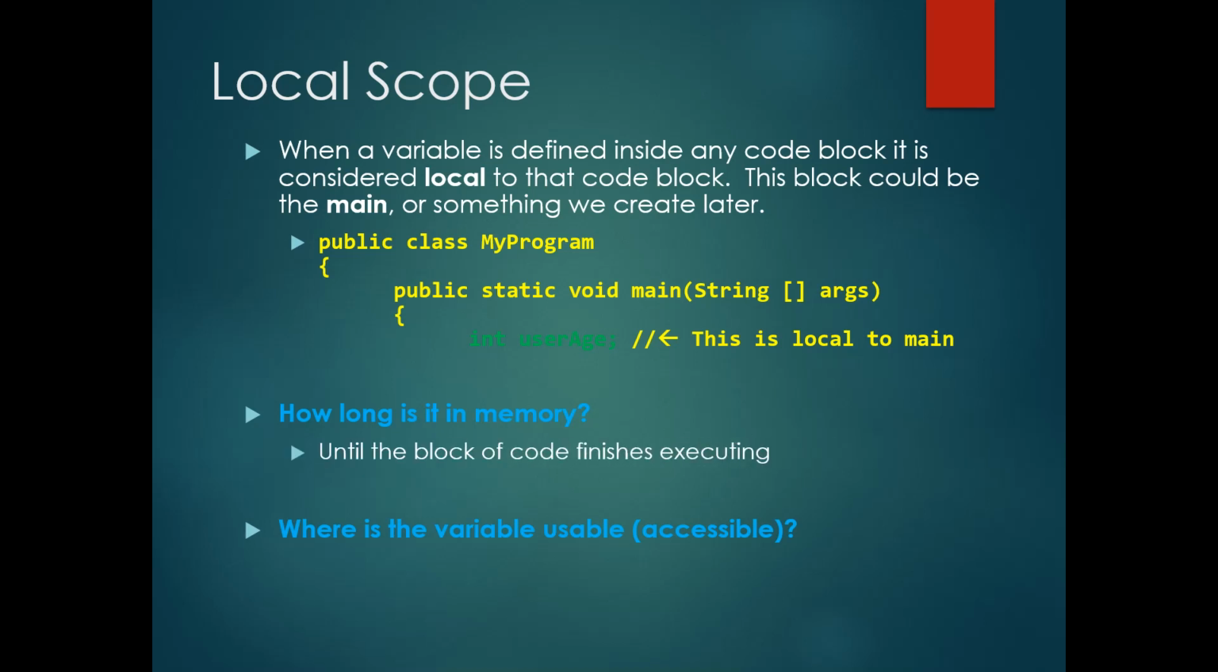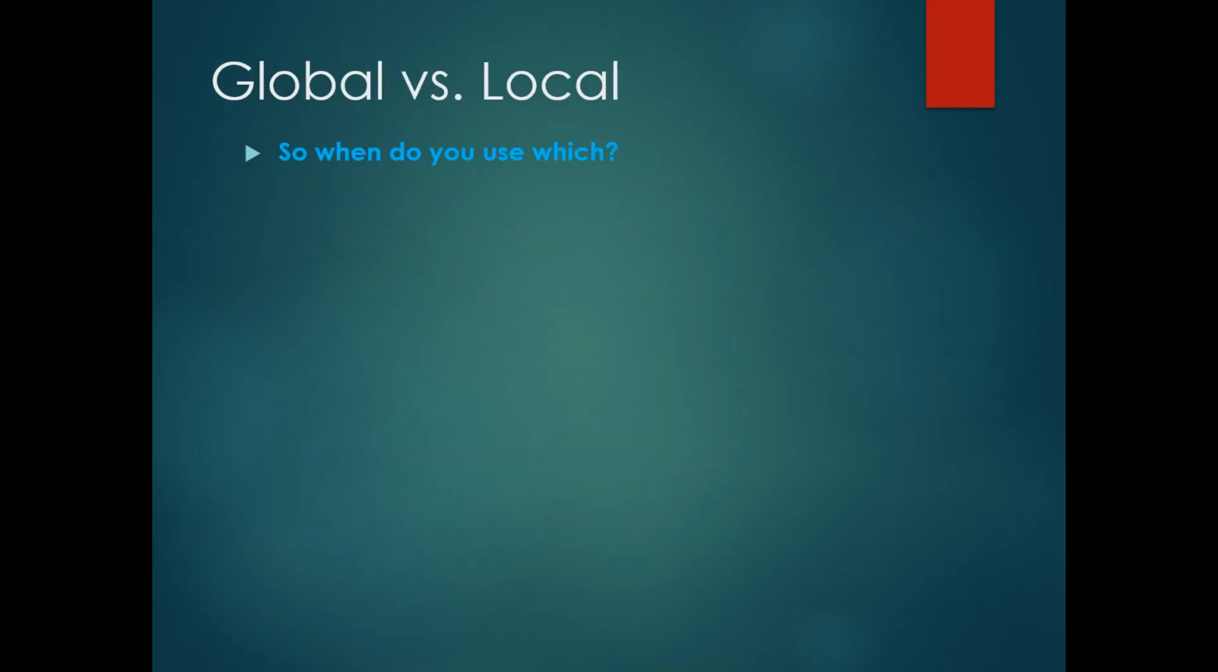So how long is it in memory? Until the block of code finishes executing. The block of code being that area between the opening and closing squiggly bracket. Where is the variable usable? Only in that block of code. That's it. Only that code block. Nowhere else. So when do you use which?